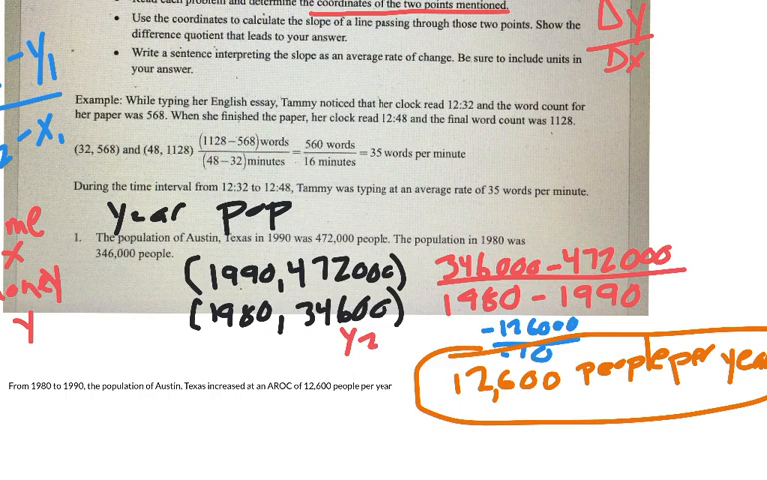So all the problems are very similar. You have to determine the independent and dependent variable. You have to plug into the slope formula, and you have to simplify.